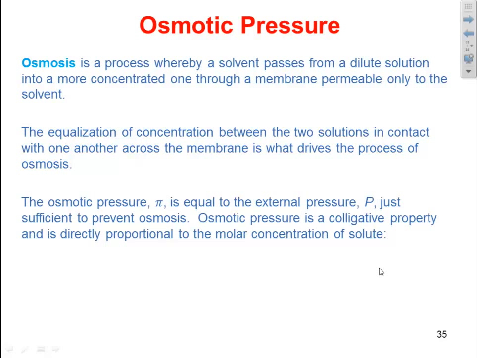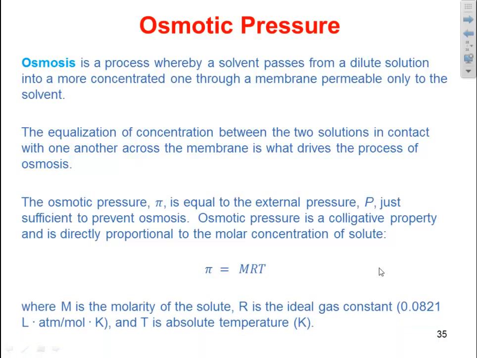Osmotic pressure is a colligative property and is directly proportional to the molar concentration of the solute by the following formula. Osmotic pressure is equal to your molarity times R times the temperature, where M is the molarity of the solute, R is the ideal gas constant, which is 0.0821 liter atmospheres per mole Kelvin, and temperature is absolute temperature, meaning the Kelvin scale.